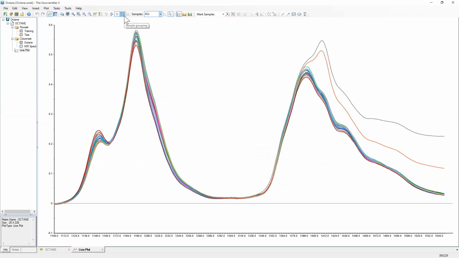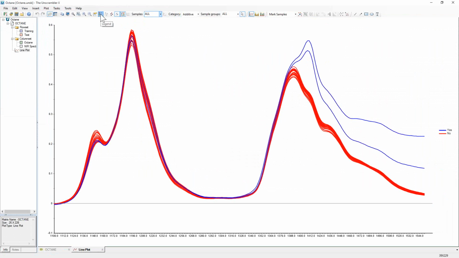If I turn my sample groupings on here and put my legend, this is based on whether there's an additive in this. Some of our samples in this particular data set have ethanol added to them, and in this case, these two have ethanol added to them. If you remember your IR interpretation, this is the area that your OH bonds absorb. So that's why we're seeing a difference in them at that point.